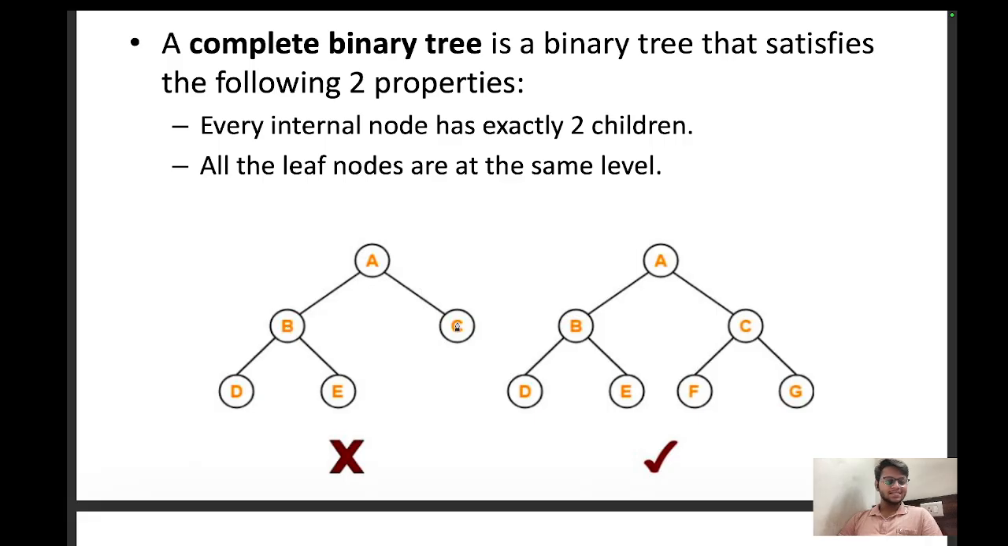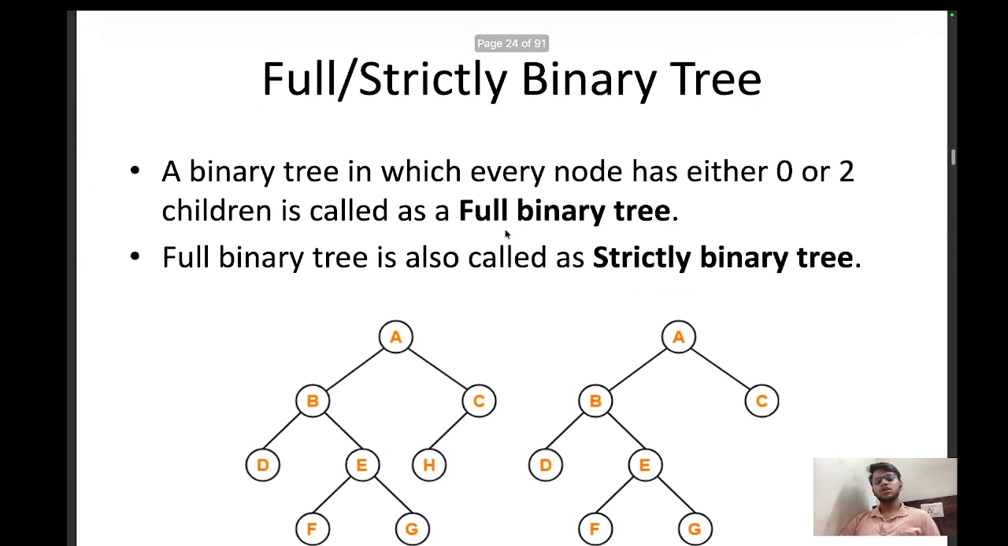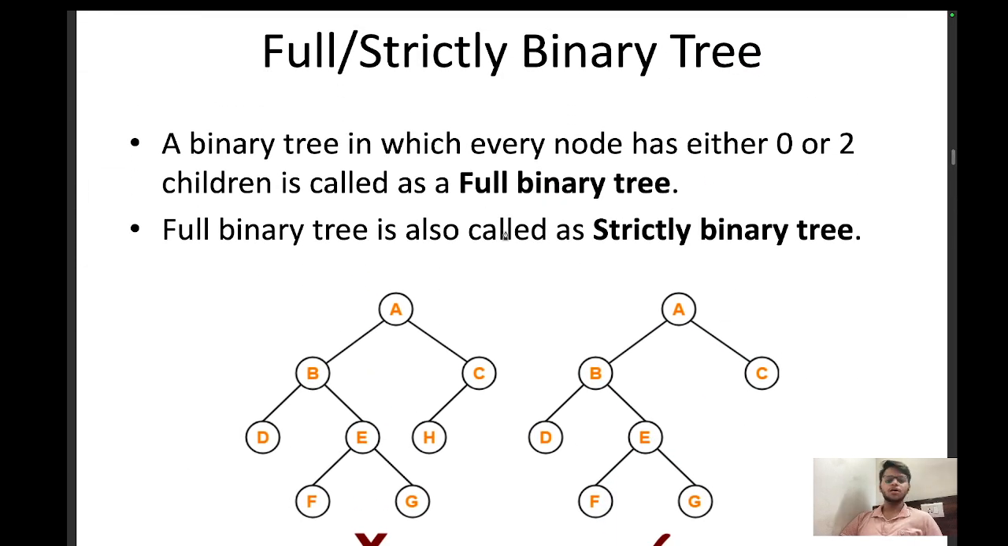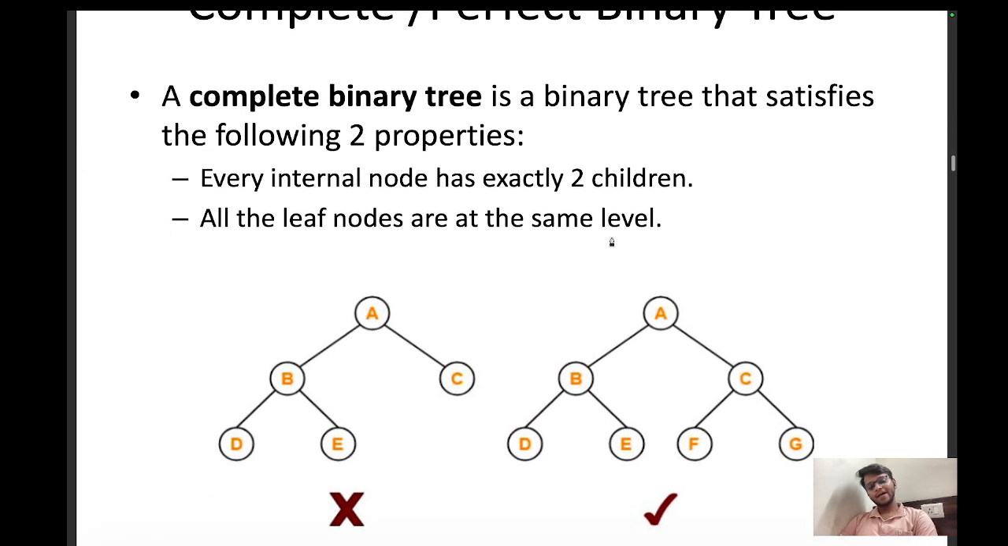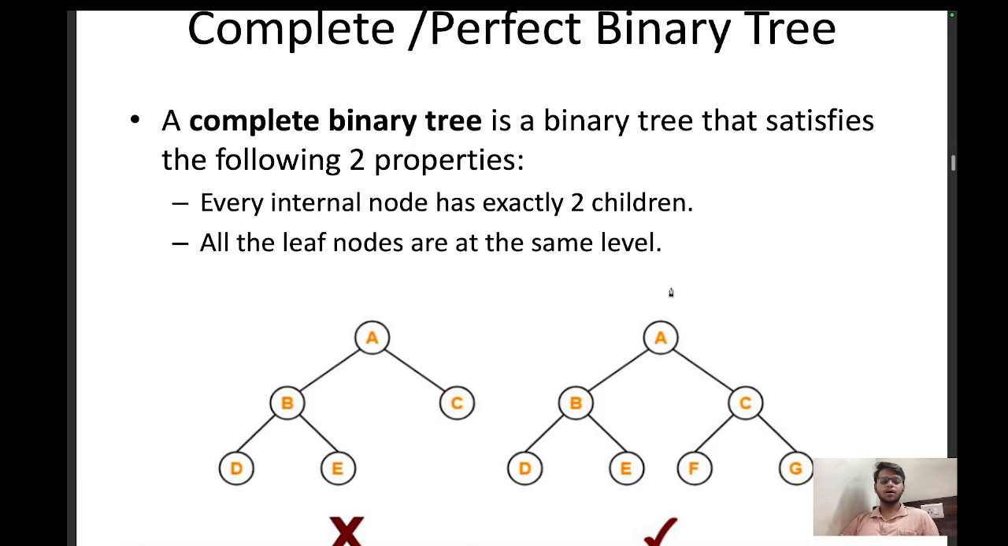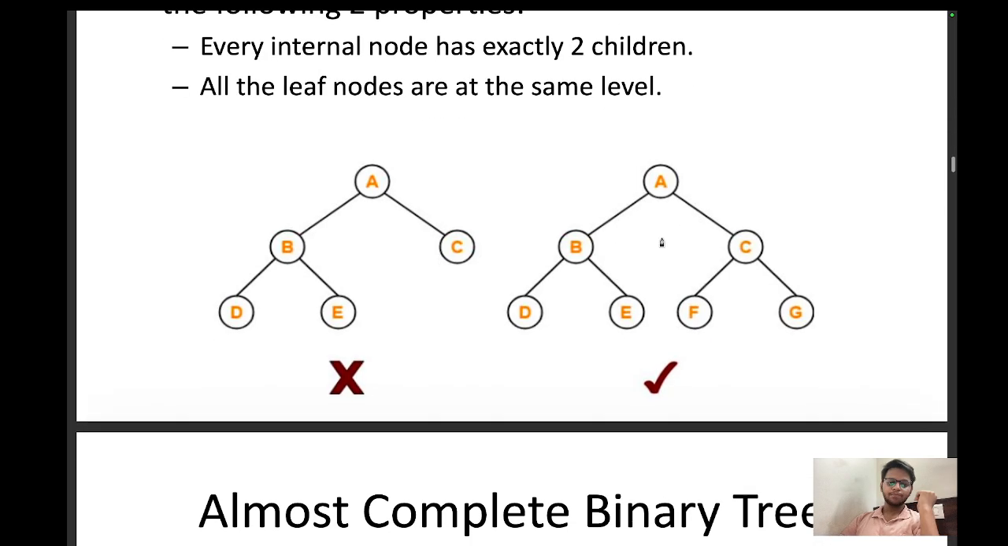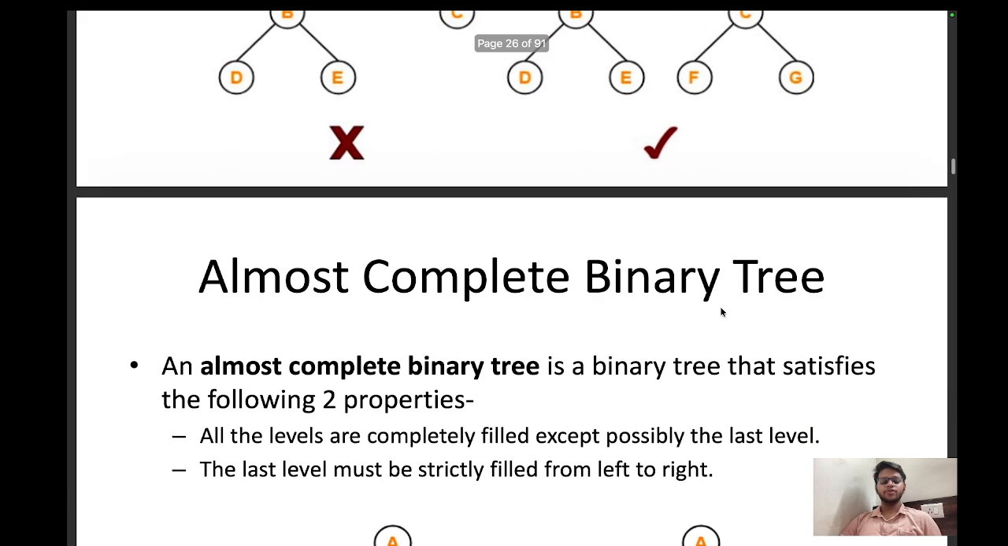B and C are the internal nodes, but C is having no children. So every internal node should have exactly two children. If an internal node has zero children, that would not be considered here, because it was considered in the previous case, the full or strictly binary tree. So a node has to have two children to make it a complete binary tree. From the example you can see that C is having two children here, F and G, so it would be a complete binary tree.